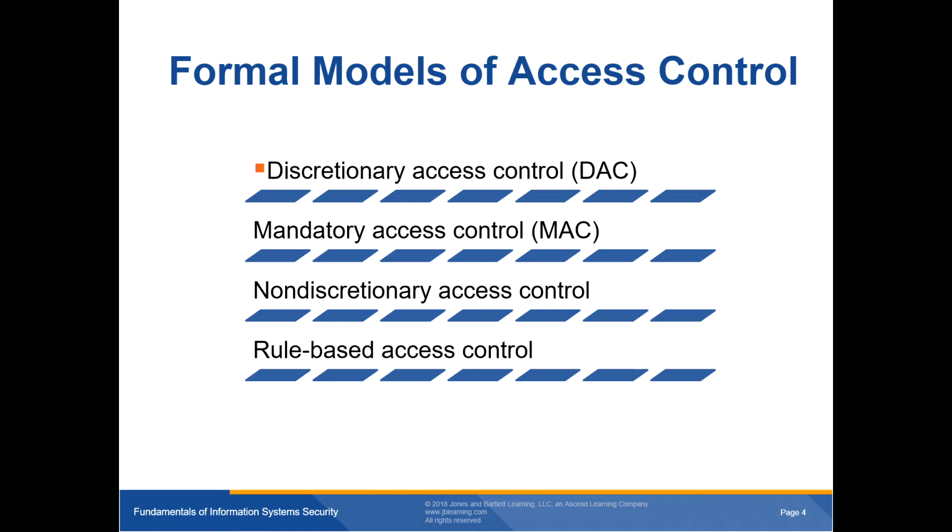Now, here are four formal models of access control. Discretionary, these are important definitions, by the way. Discretionary access control, or DAC. Here, the owner of the resource decides who gets in and changes permissions as needed. The owner can give that job to others.